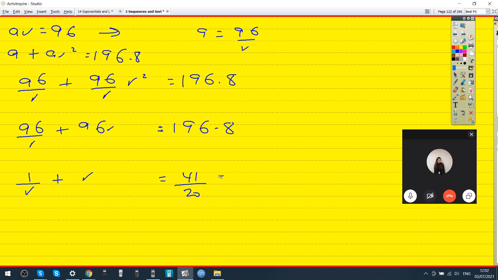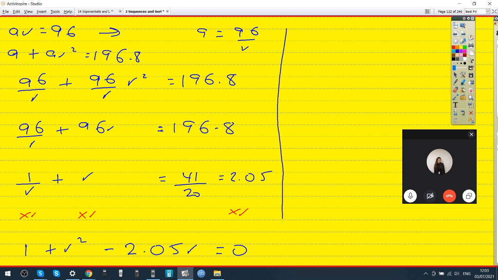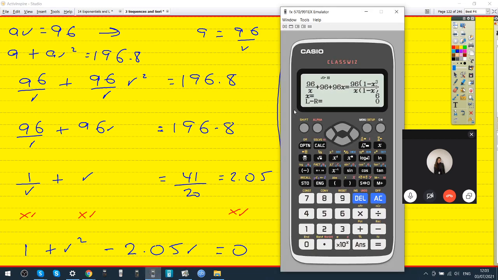Could we minus R on both sides and multiply by R? Yep, times everything by R. And that gives you 41 over 20 R, and then 1 plus R squared. So 1 plus R squared, and let's say minus 2.05 R equals 0. Yep. And then you can just solve it as a quadratic by simplifying the 1.